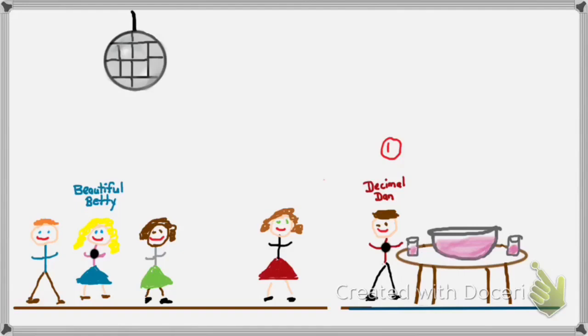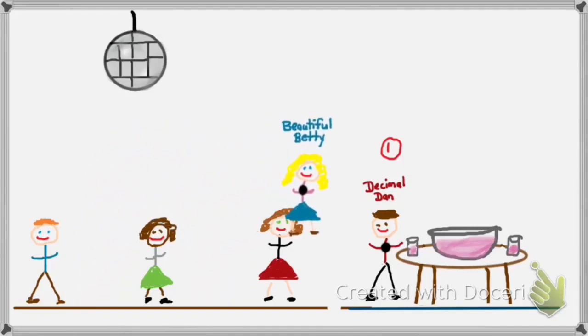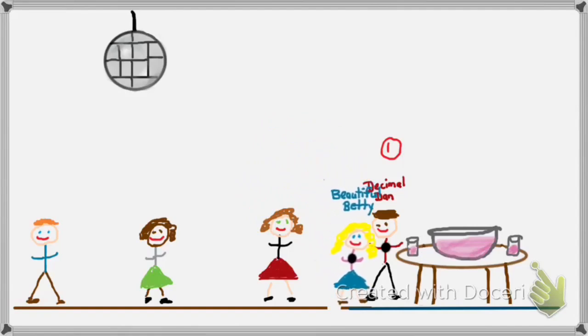Here's Betty. She sees Dan at that fruit punch table, and she wants to go flirt. So how many people is Betty going to have to move around? She's going to have to dance around 1, 2 people to get to that fruit punch bowl and to be able to talk and flirt with Dan. So we'll write a number 2 on top of Betty.